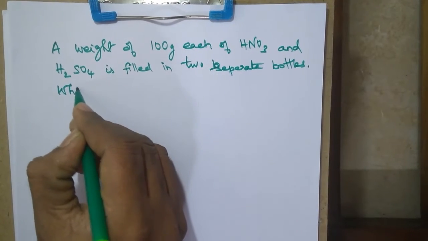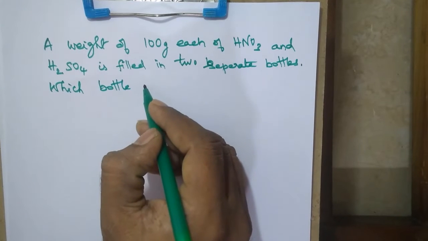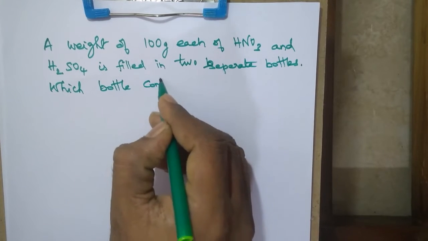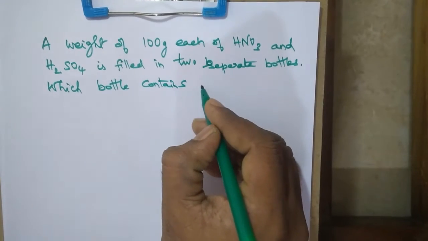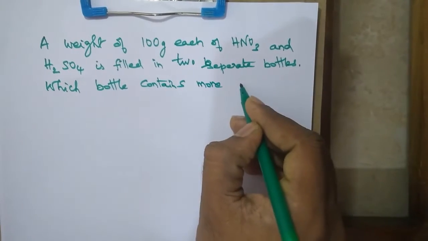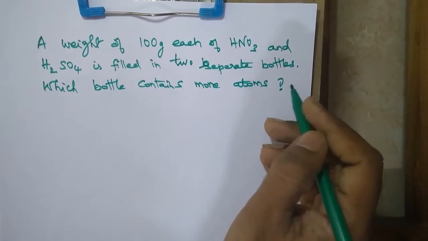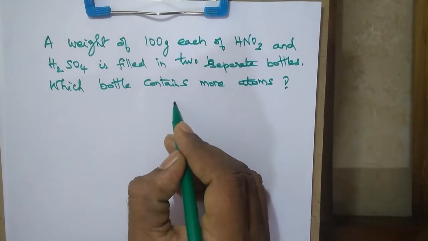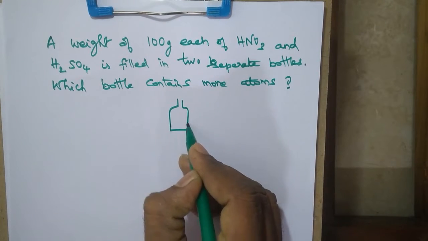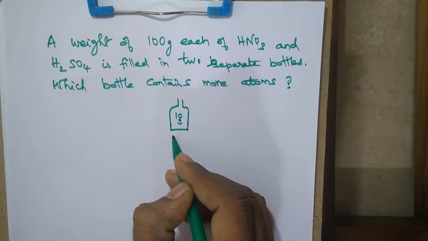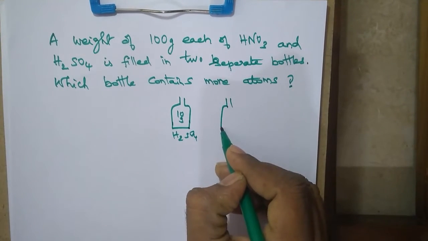Which bottle contains more atoms? And how many more? That is, by how many atoms? Which bottle contains more atoms and by how much? What is the difference amount? Okay, how many number of atoms more? So if you consider 2 bottles, one bottle filled with sulfuric acid and another with nitric acid.